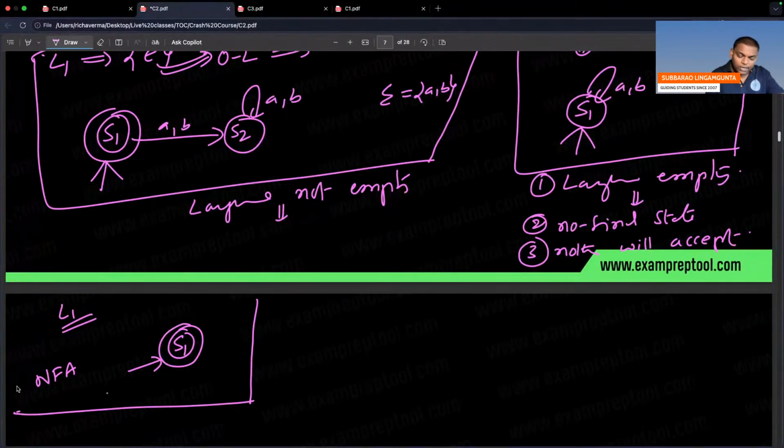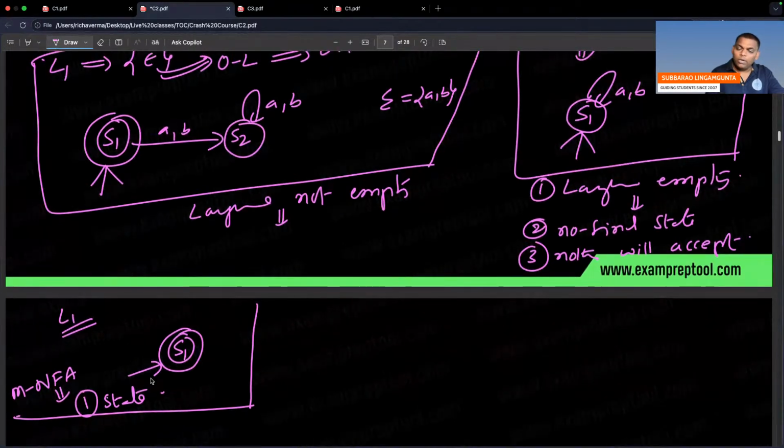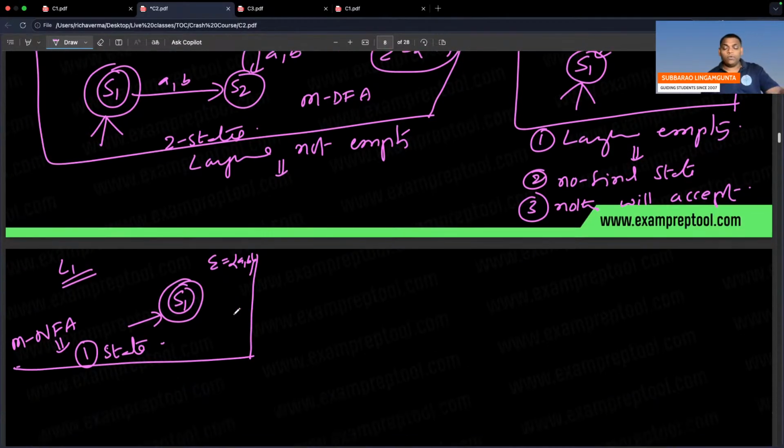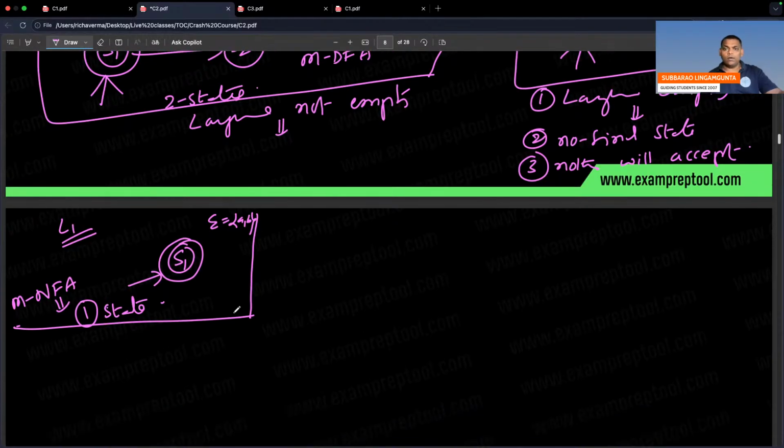So the minimal NFA contains one state. The minimal DFA contains two states, because here also sigma is A comma B. That's fine. But with an NFA, unnecessary things you don't cover. Only necessary things you will cover.